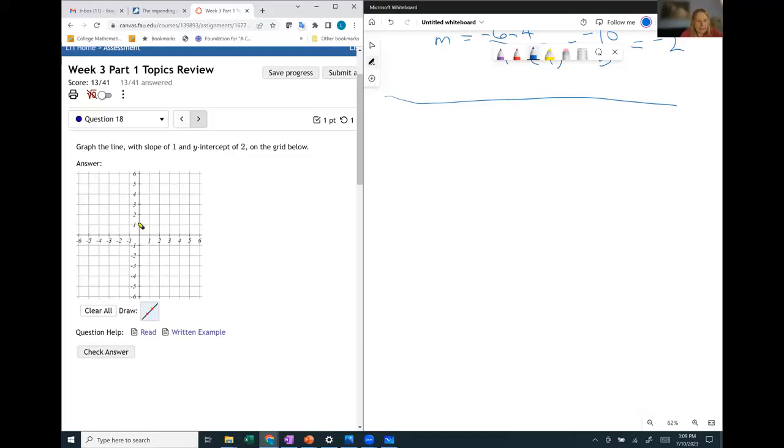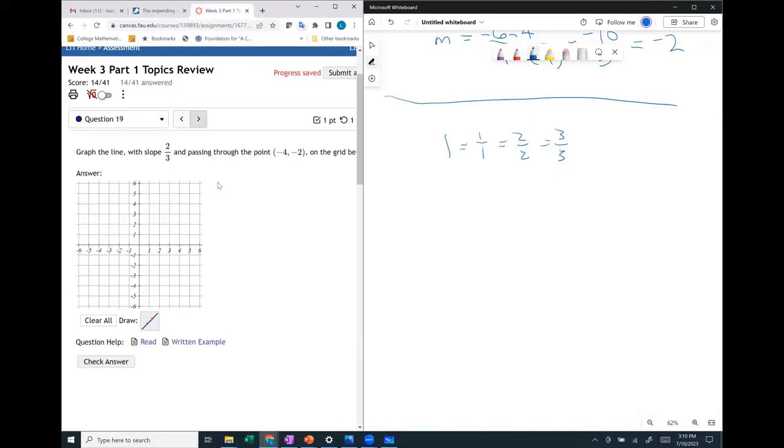I start with the y-intercept, and it's 2. And so if I have a slope of 1, that's the same as 1 over 1, or you can say 2 over 2, or 3 over 3. It doesn't matter to me which point you pick. So I can go rise is up 1, run is over 1. So I have 0, 2, 1, 3, 2, 4, 3, 5, 4, 6. All right.